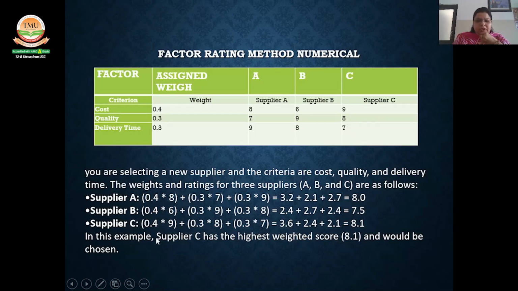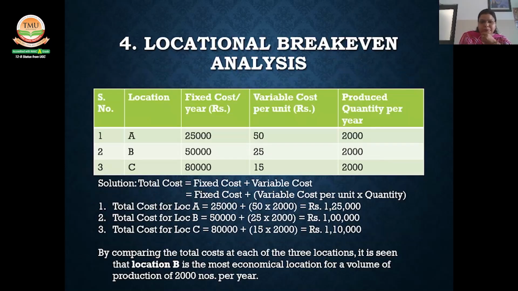As per the calculation, we found that C is the best supplier for our business. Okay, as per this numerical, we can easily find out which supplier is best, or which location is the best suitable place for your business.